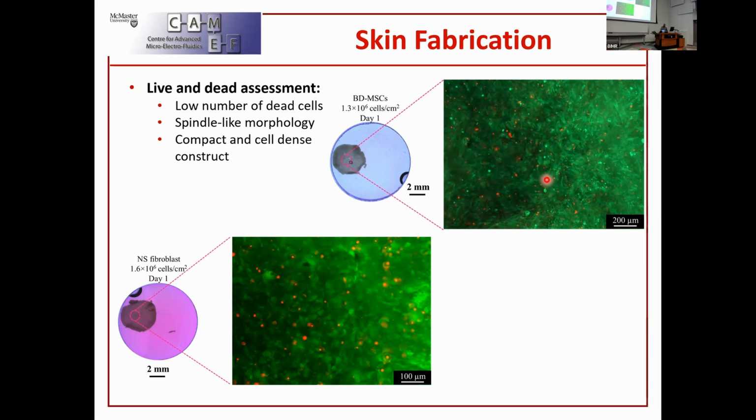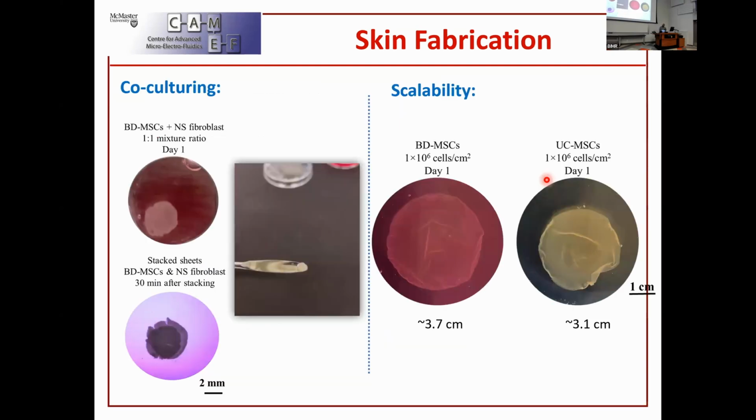So this is the first time we've demonstrated that stem cells actually form sheet-like structures. The cells are alive, very few dead cells in them, and we can form different constructs. So we can combine these stem cells with fibroblasts to form sort of the dermis layer, and we can have individual stem cells forming the epidermis layer.